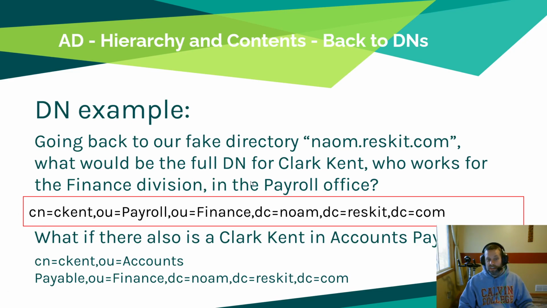Now, what if there was also a Clark Kent in the accounts payable office? If I had an organizational unit for this other Clark Kent in accounts payable, I could have another unique, unambiguous DN that would refer to a different account, but it would be CN equals C Kent, OU equals accounts payable, not payroll, OU equals finance, etc. It is possible to have two accounts named the same exact thing in Active Directory. It's highly not recommended that you do so, but it is possible to do it.